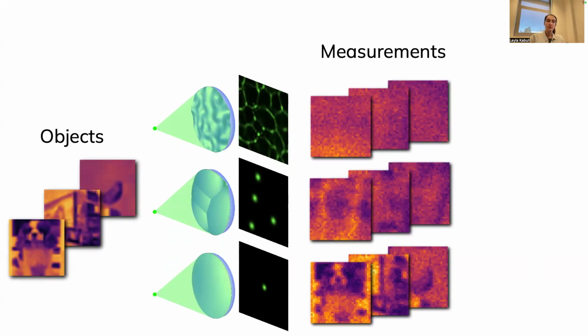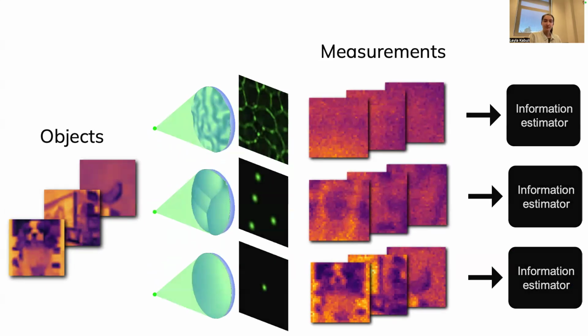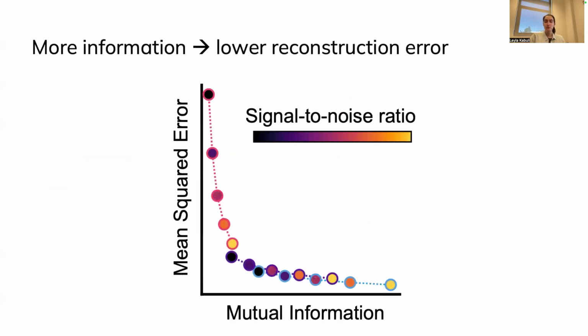For each of these measurement distributions, we'll then estimate the information content. And what we find is these two methods are super correlated. So when there's more information, again, there's lower error. And this is true across many different noise levels as well, which is how we're labeling all the dots on this graph.